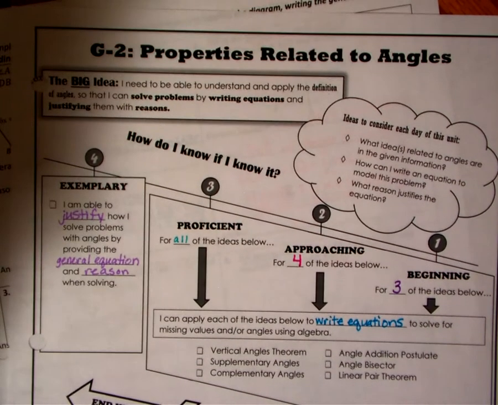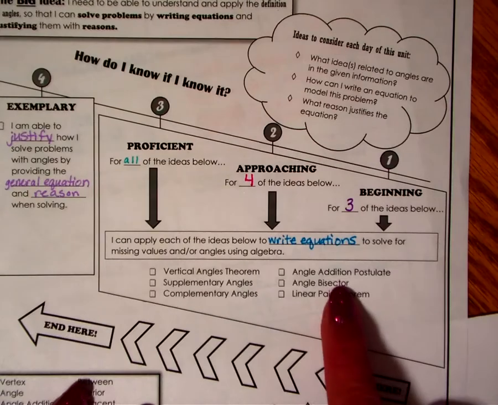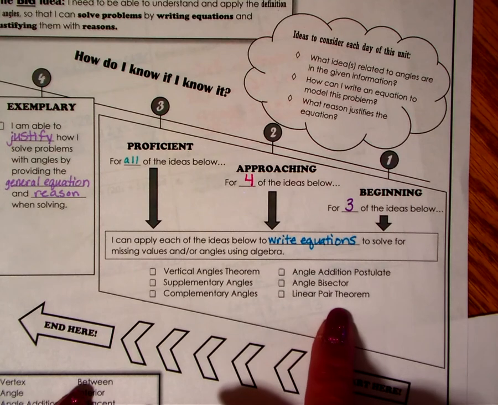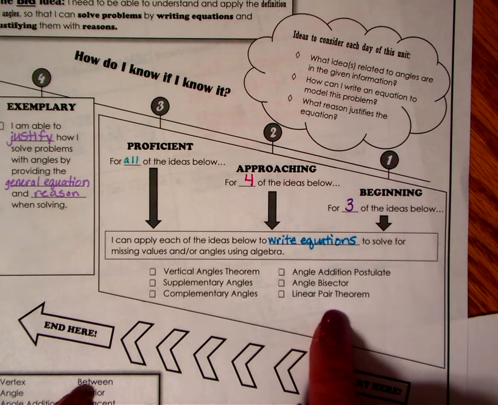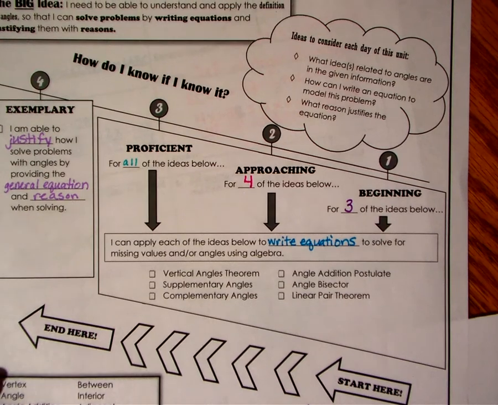Okay, so yesterday we only covered angle bisectors, and today we're going to cover the angle addition postulate and the linear pair theorem. After today, you will have enough information to be successful with 3 of these ideas, and just need to make sure you do the practice to be able to apply each of those in order to write equations to solve for missing values and/or angles using algebra. And that already puts you at a level 1 for our standard 2.